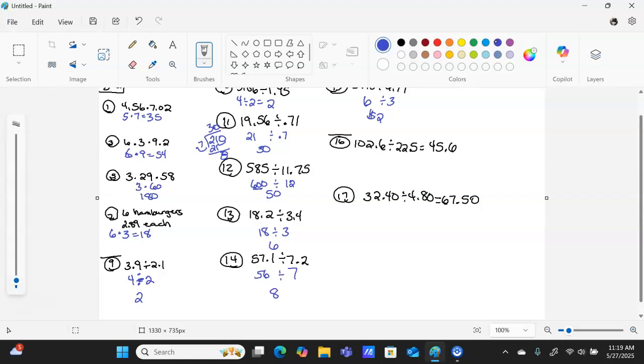And then when you hit 16 and 17, they give you a division problem and they say, okay, use estimation and see if the answer makes sense. So 100 divided by 25 would be 4. If I called this 20 and this 100, that would still be 5. So it's somewhere between 4 and 5. No, 45.6 doesn't make sense. Here, if I called this 5 and this 30, we should get 6. So no, that does not make sense on either one of those.